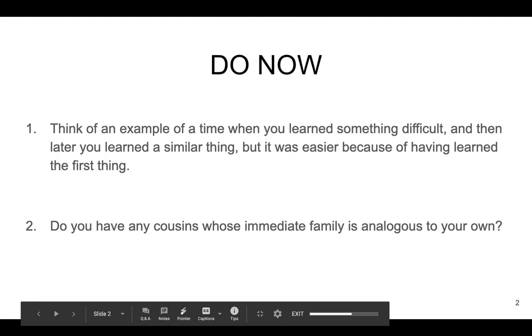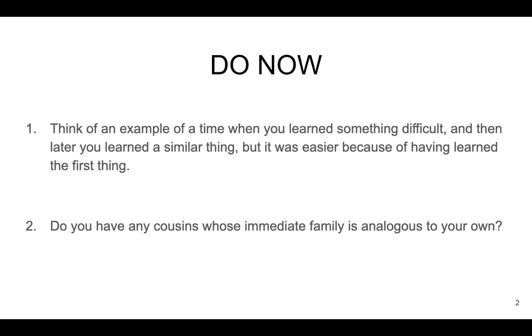So yeah, think of an example of a time when you learned something difficult, and then later you learned a similar thing, but it was easier because of having learned the first thing. Well, this is what rotational motion will be, hopefully, because a lot of this stuff is very, very similar to the things we learned before, especially kinematics. That was difficult, and this is difficult, but hopefully this is going to be easier because you've already learned the other similar thing first.